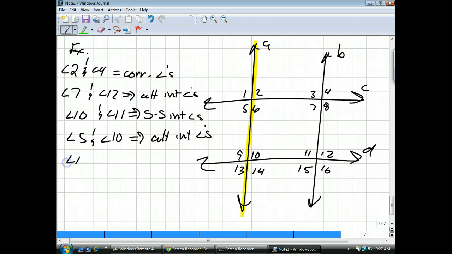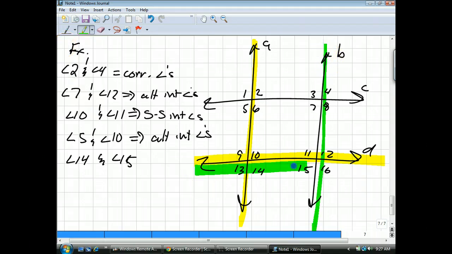Right? How about angle 14 and angle 15? Okay, so angle 14 is made up by this line and this line. Angle 15 is made up by this line and this line. So again, D is our transversal. So in terms of our transversal and our lines, 14 and 15 are inside the 2 lines and below the transversal or on the same side of the transversal. So we'd say that those are same side interior angles.